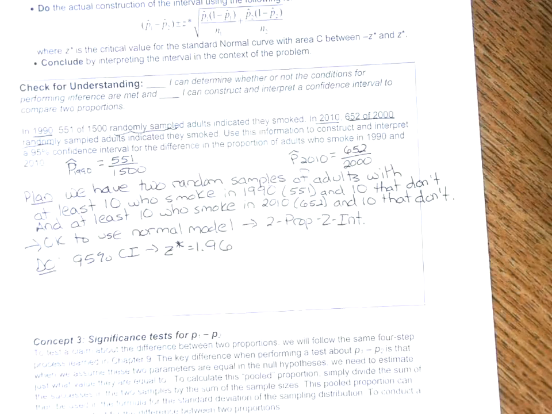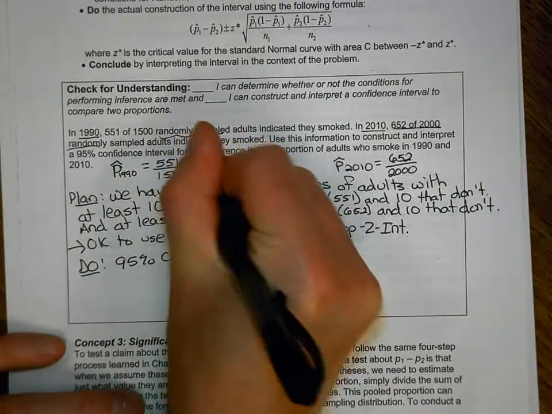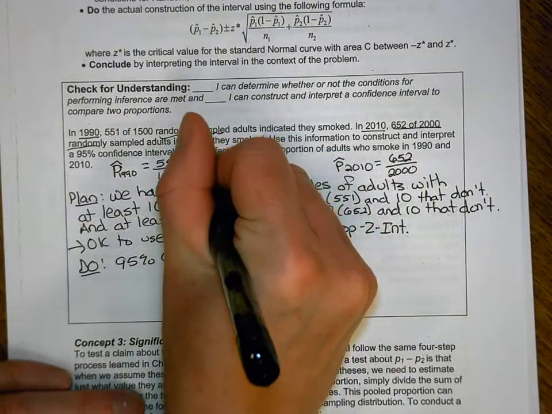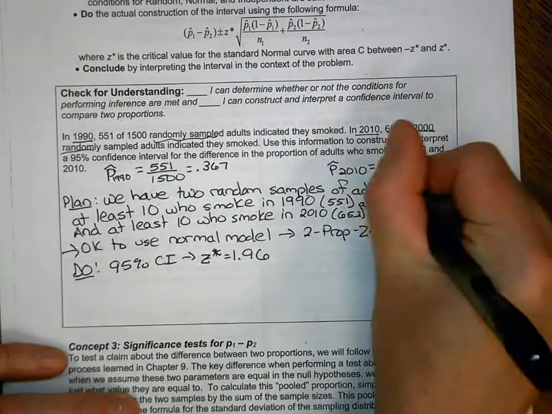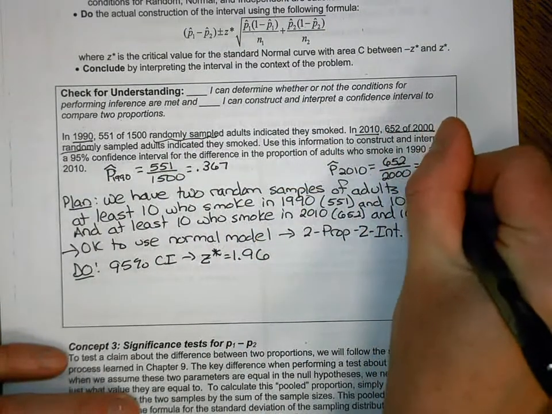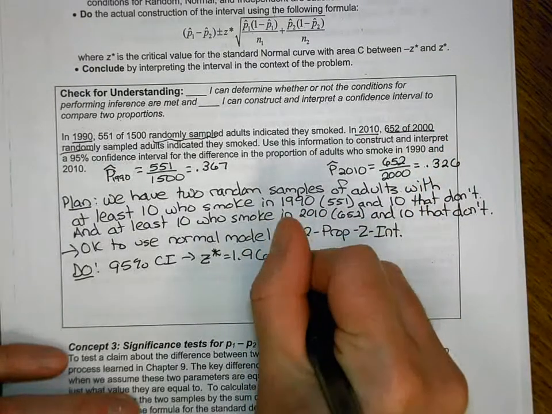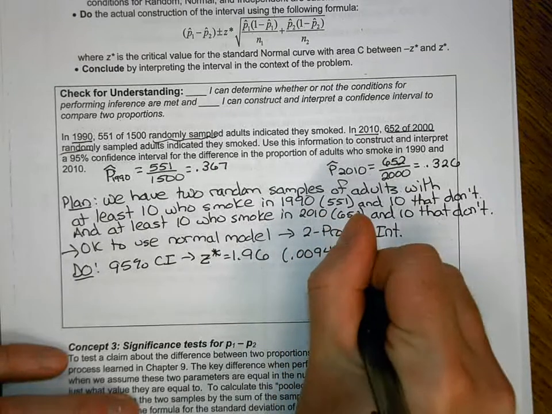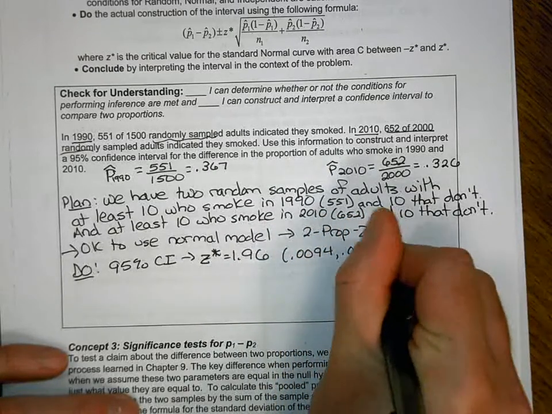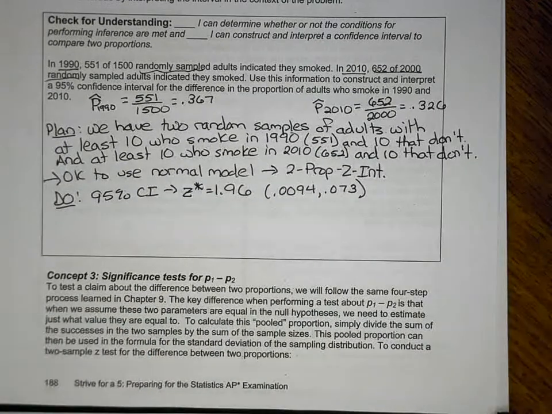I already have my p-hat 90 up here, 551 out of 1500. So I'm going to just put that equals 0.367, and p-hat 2 was the 2010, so that equals 0.326. That way I'm not rewriting it. And then the interval is 0.0094 to 0.073.